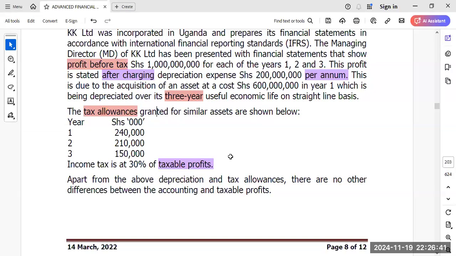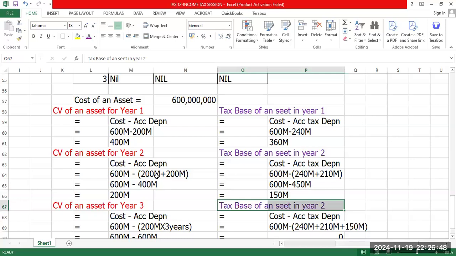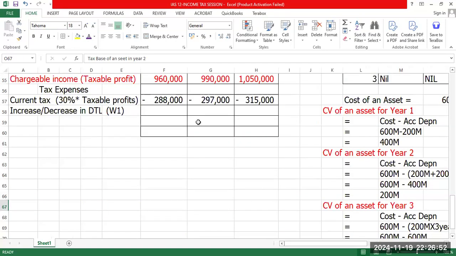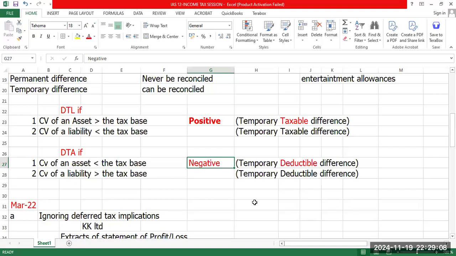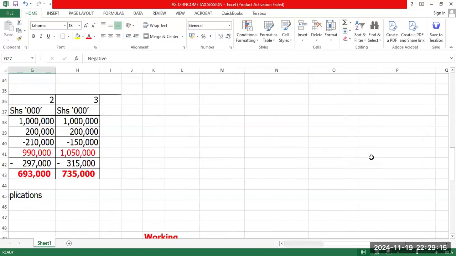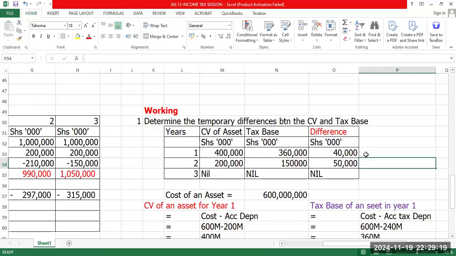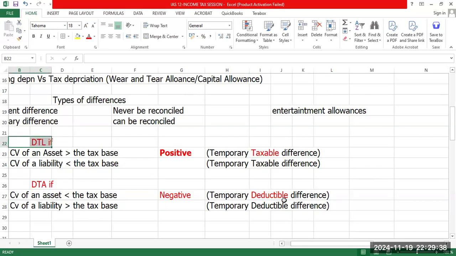Okay. So the difference, is it taxable or deductible? Taxable. If your answer is positive, then the difference is taxable. So here our differences are taxable. And the moment you find that the difference is taxable, then think about tax liability. We say the moment the difference is taxable, then we will have a deferred tax liability. But if the difference is deductible, we will have a deferred tax asset.